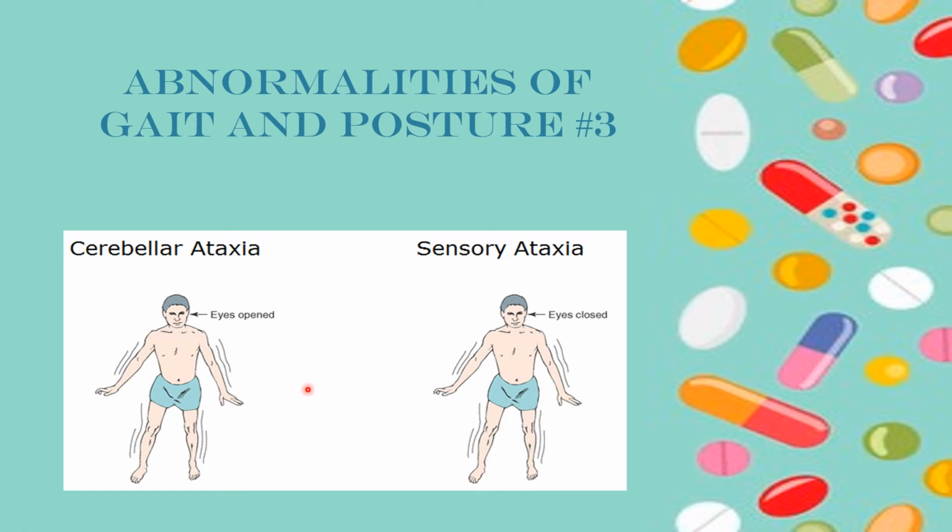Another abnormality here is the cerebellar ataxia, usually seen in disease of the cerebellum or associated tracts. Gait is staggering, unsteady, and wide-based, with exaggerated difficulty on turns. Patients cannot stand steadily with feet together, whether eyes are open or closed. Other cerebellar signs are present, such as dysmetria, nystagmus, and intention tremor.